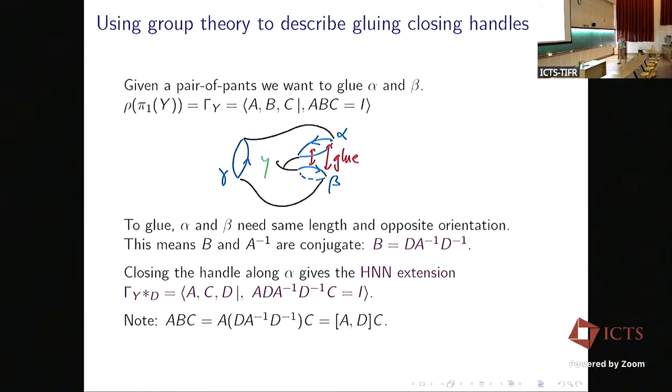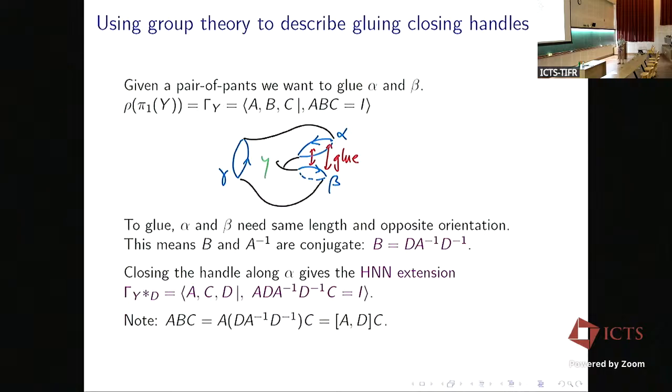Okay, we can do a similar thing to close handles. Now again, we have alpha and beta, which need to have the same length and the opposite orientation. And so this means that B has to be conjugate to A inverse, the same argument as I had a moment ago.